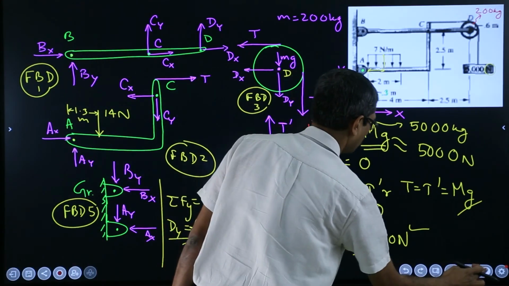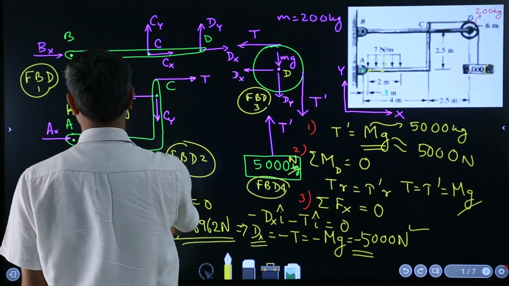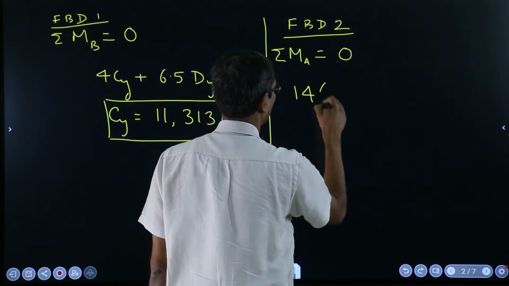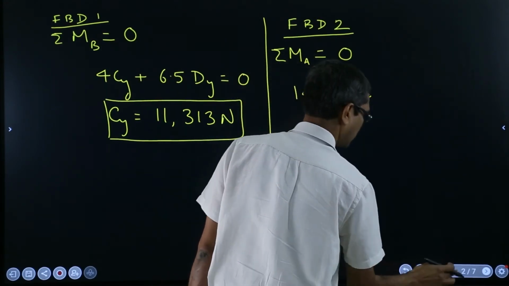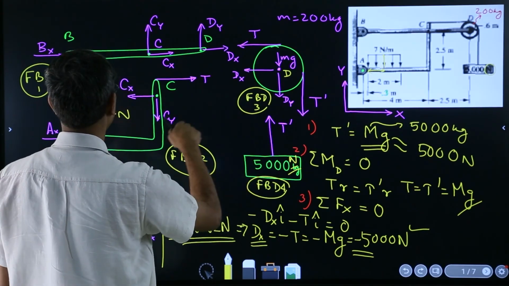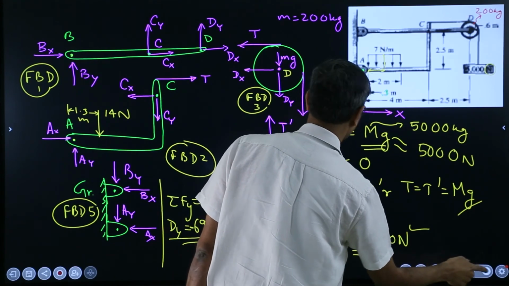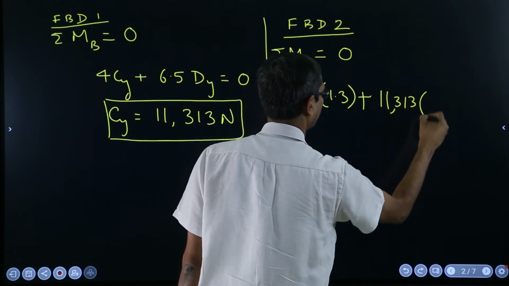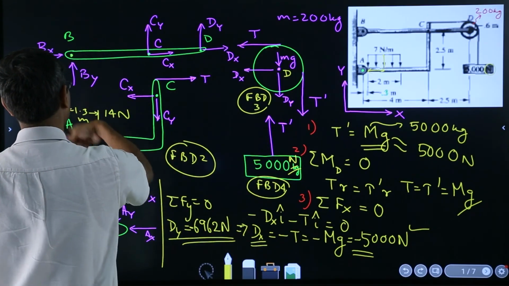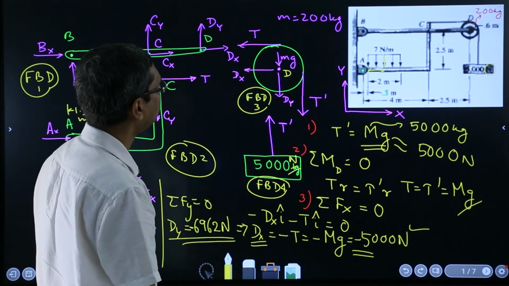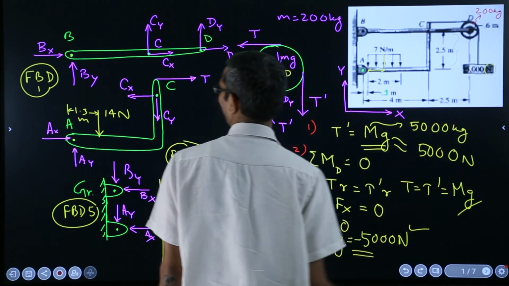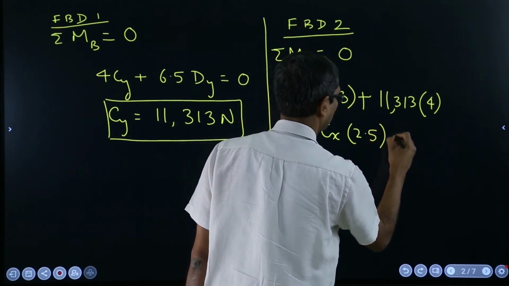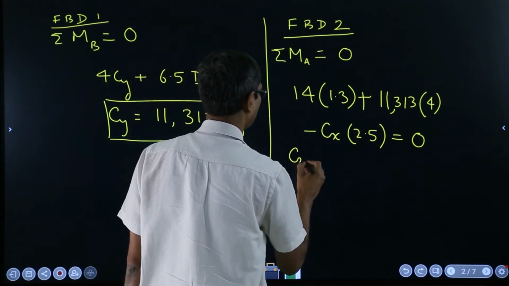That's it. So then when you write the moment equation about this, you get this 14 Newton times 1.3. So 14 times 1.3 plus, in the same direction, 4 meter into Cy. Cy was how much? Cy is this much. So 11,313 times 4. Then this is in the opposite direction, minus Cx times that distance. This distance, isn't it? This is 2.5 meters. So minus Cx times 2.5 meters. This goes to 0, and if you solve this, you should get what is that value?